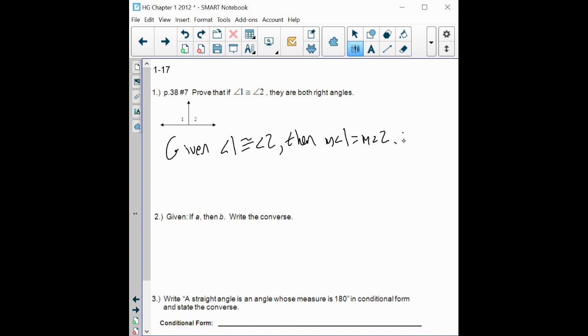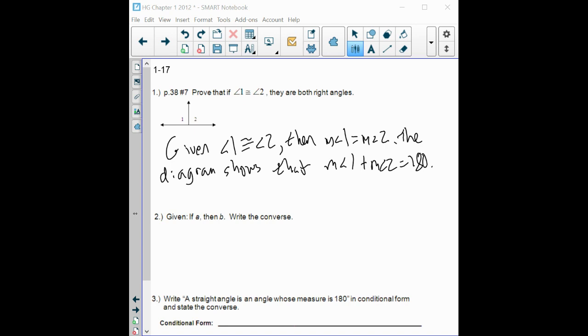So then my next thing is the diagram shows that measure of angle 1 plus measure of angle 2 equals 180. And this is the straight angle. We can assume straight angles, so it's okay to just say that, and that your reason is it's from the diagram.